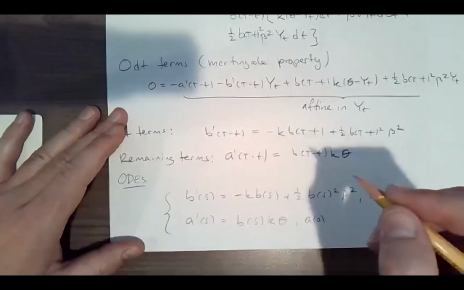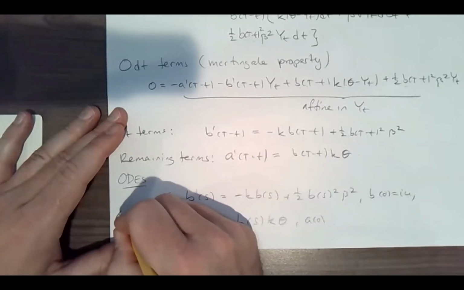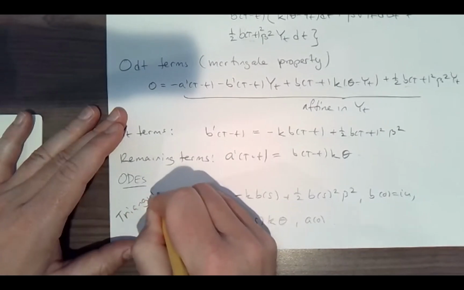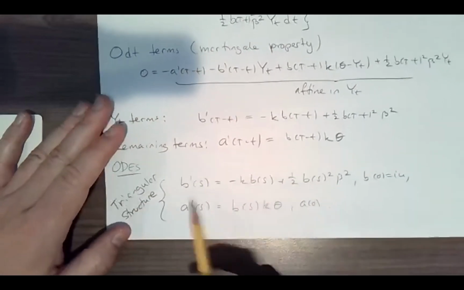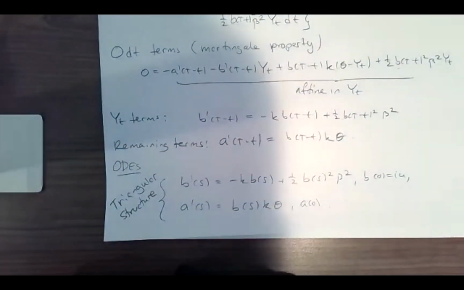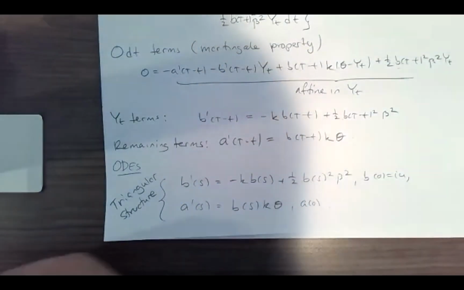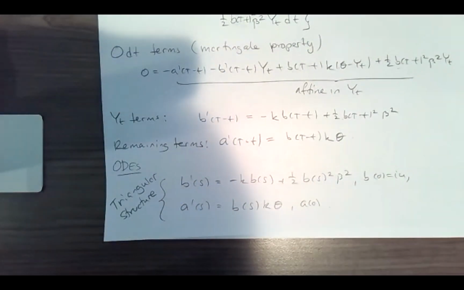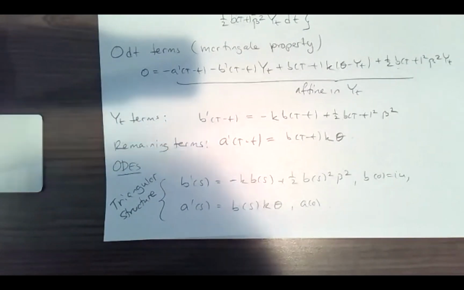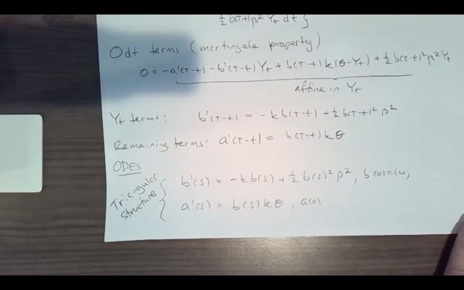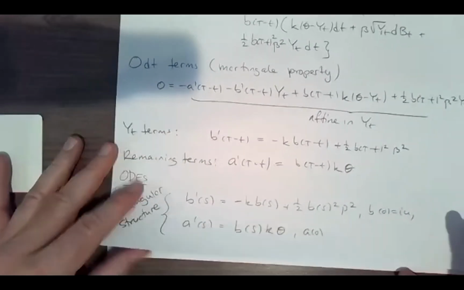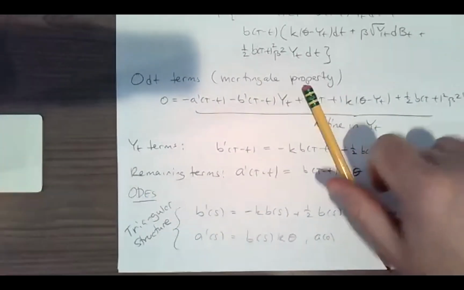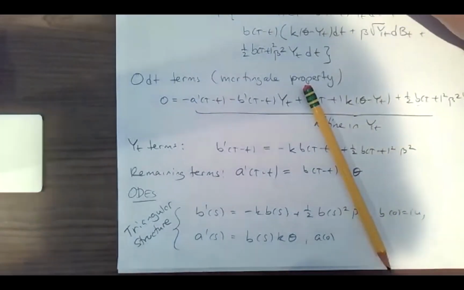Okay, so this is a triangular structure again. Start with B, and then you get A when you're done with it. But of course, getting B here can be tricky because there is a square here. Okay, so this is a little bit harder. I'm not going to write down what the solution here is because this is something I want you guys to play with in the homework. But let me just show you some of the things to look out for.